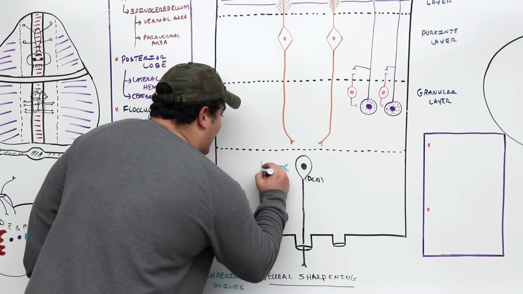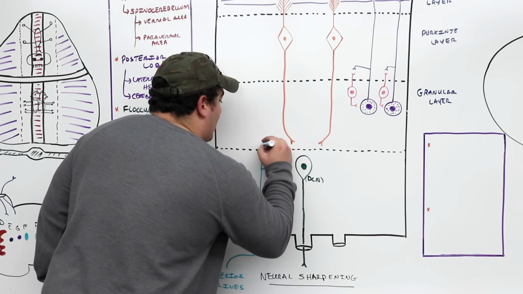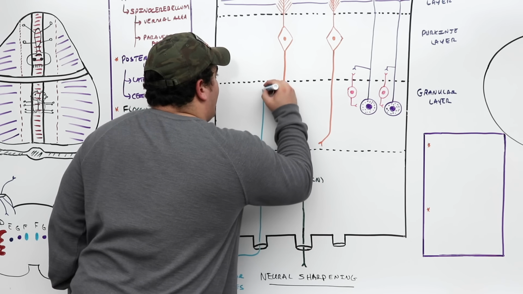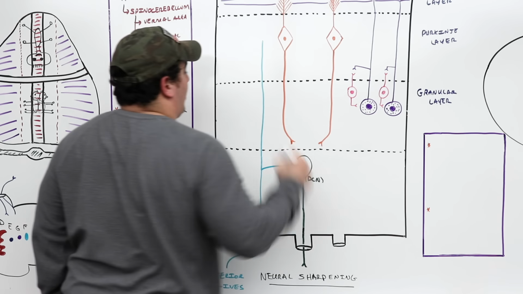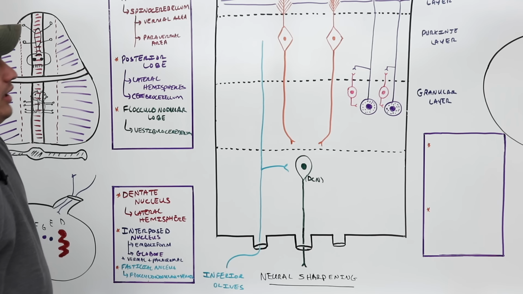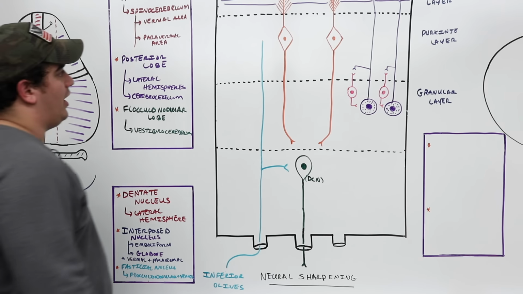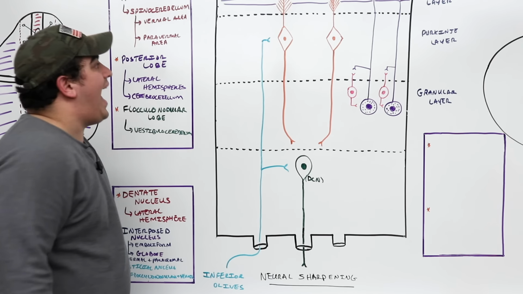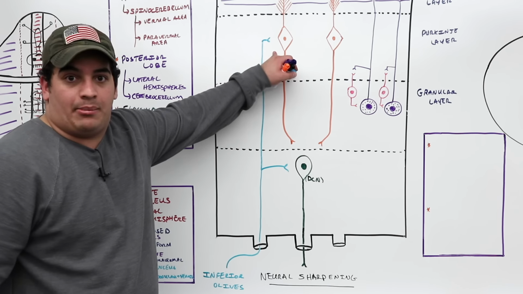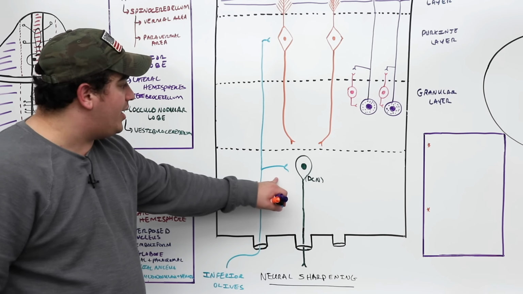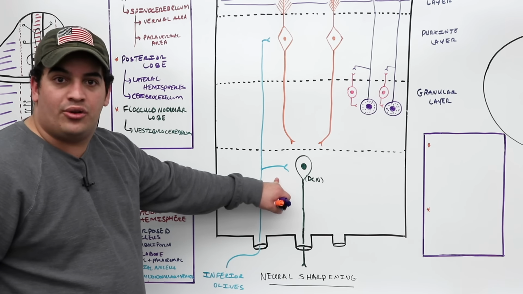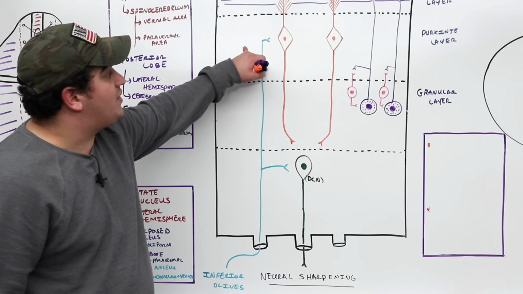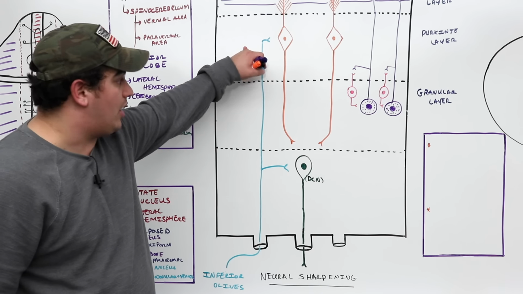But importantly, it actually can ascend. So it ascends up through the granular layer into the molecular layer. In the Purkinje layer, it gives off these axons, and these axons are going to act on the Purkinje fibers. So we have two different areas. One is it gives off axons to go to the deep cerebellar nuclei, and another is it gives them off to go to the Purkinje cells.